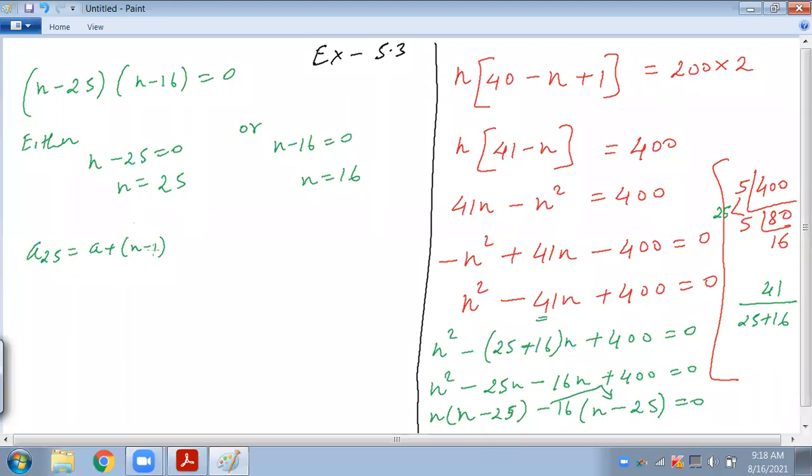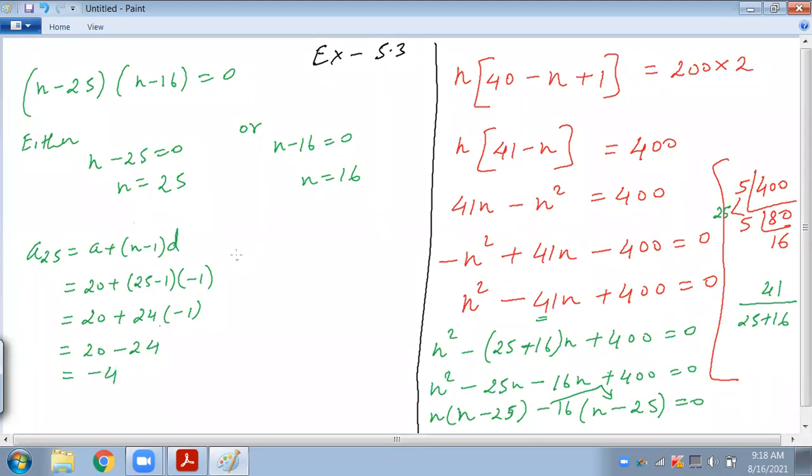So a25 will be what? A plus n minus 1 d, the formula is. Now put it, a is how much? A is 20 plus n is 25 minus 1, d is how much? Minus 1. So what are you getting? 20 plus 24 into minus 1. So we are getting 20 minus 24. So it is minus 4.